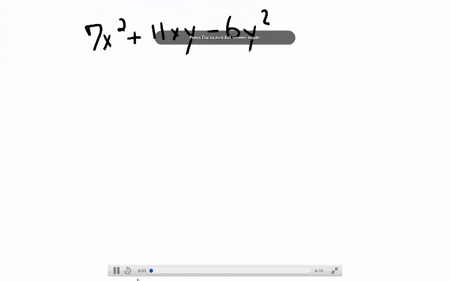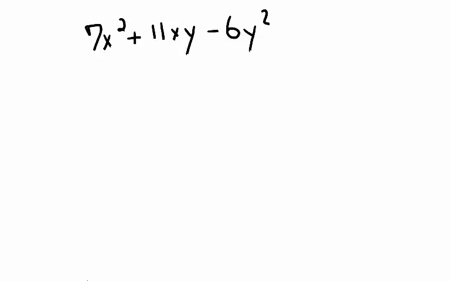In this video, we're going to learn how to factor a trinomial whose lead coefficient is not 1. In this example, we have 7x squared plus 11xy minus 6y squared, where our lead coefficient is 7.